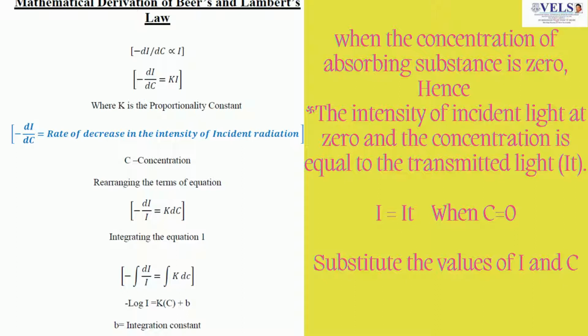Now we integrate the equation. The integral of dI by I equals k times dc. Integrating, we get minus log I equals k times c plus b, where b is the integration constant. When the concentration of the absorbing substance is 0, the intensity of incident light at 0 concentration will be equal to the transmitted light. So I equals IT when concentration becomes 0.